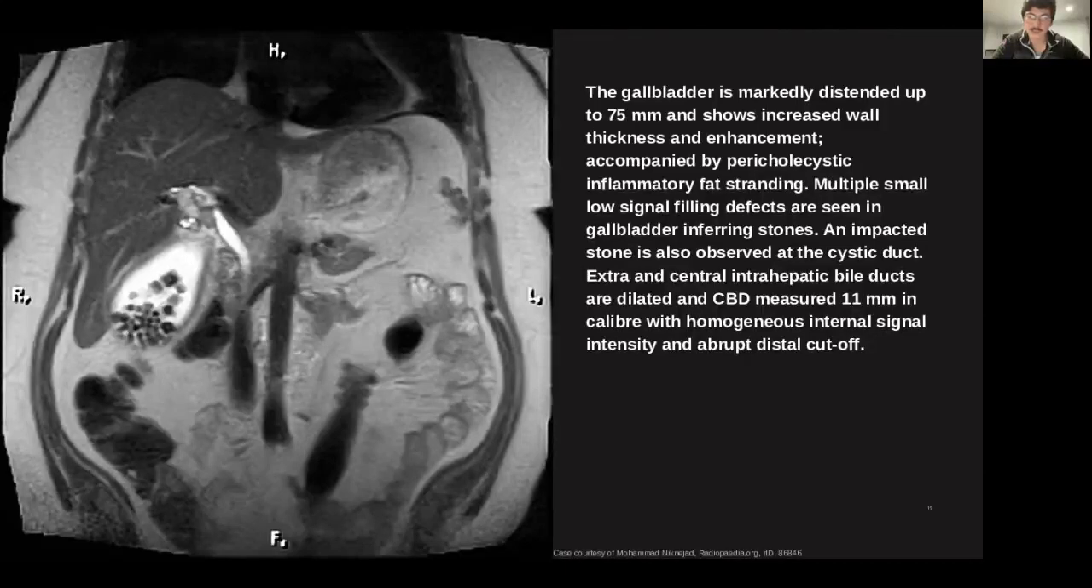Also, the CBD's dilated on this. You can see in the report it says it's 11 millimeters. Remember, it's usually less than 6 millimeters in diameter, the CBD. But again, it slightly increases with age. So if you see someone who's like 80 with a 7 or 8 millimeter CBD, it could be normal.